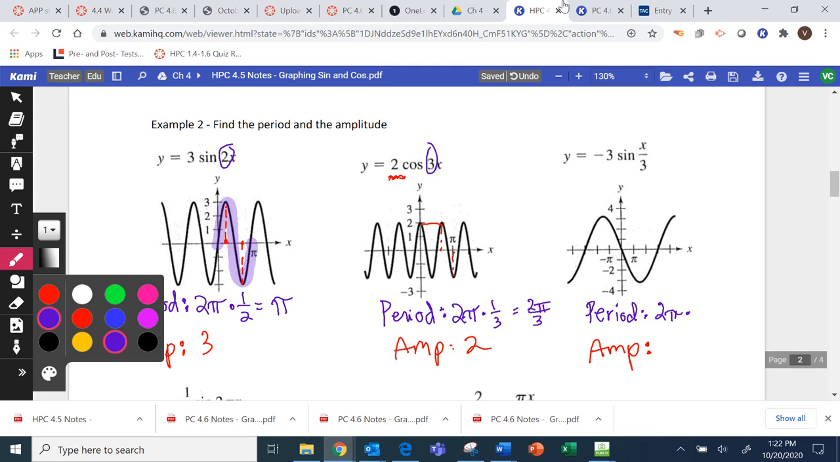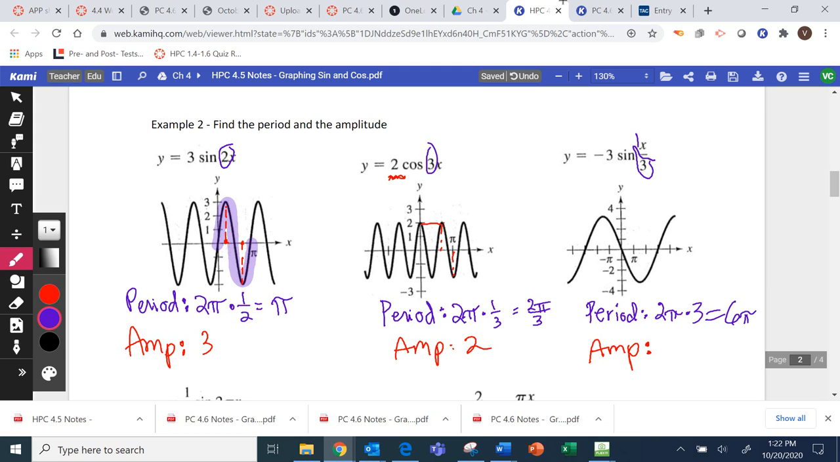Lauren, did you figure out the period yet? Okay, how'd you get that? What'd you multiply by? Okay, which 3 did you use? The x over 3. So she's actually using that 1/3 multiplying by its reciprocal, which is 3, and 6 pi is correct. Thank you.